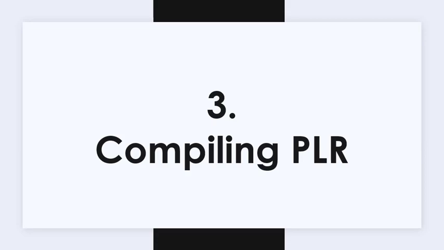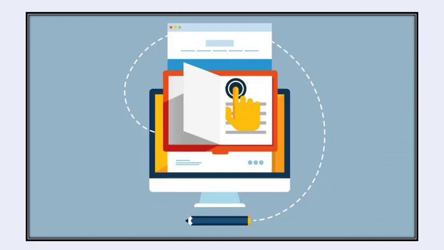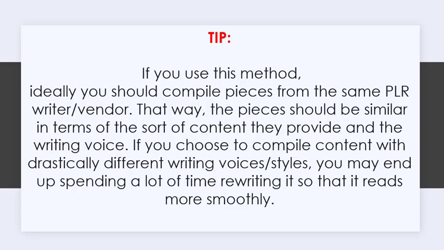compiling PLR. So another way to make PLR content unique is by compiling multiple pieces of it. So for example, you might compile a set of articles to create a report. Now, if you use this method, ideally you should compile pieces from the same PLR writer or vendor. That way, the pieces should be similar in terms of the sort of content they provide and the writing voice. If you choose to compile content with drastically different writing voices or styles, you may end up spending a lot of time rewriting it so that it reads more smoothly.